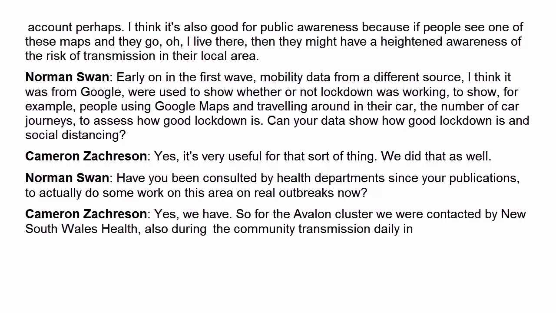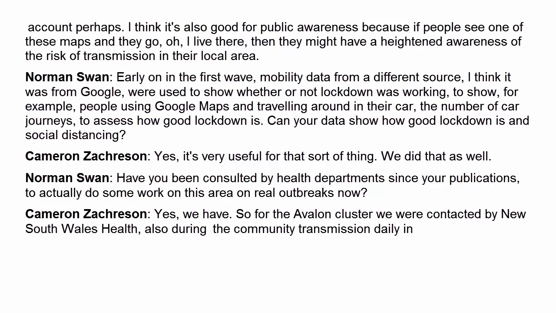I think it's also good for public awareness because if people see one of these maps and they go, oh, I live there, then they might have a heightened awareness of the risk of transmission in their local area. Early on in the first wave, mobility data from a different source, I think it was from Google, were used to show whether or not lockdown was working, to show, for example, people using Google Maps and traveling around in their car, the number of car journeys to assess how good lockdown is. Can your data show how good lockdown is in social distancing? Yeah, it's very useful for that sort of thing. We did that as well.